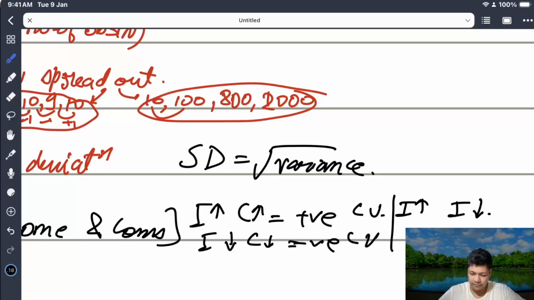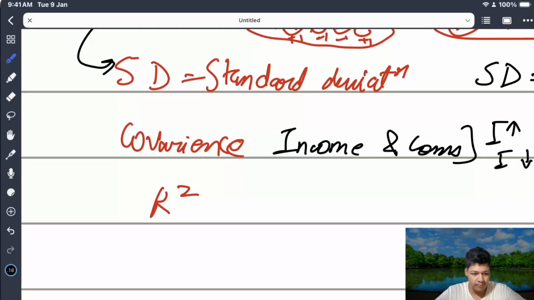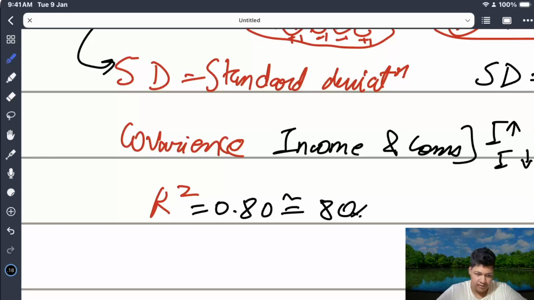What's r square? Just the last ones. Okay, last stretch. R square is basically, suppose we got 0.8, which automatically means it's 80% of the variation in y.